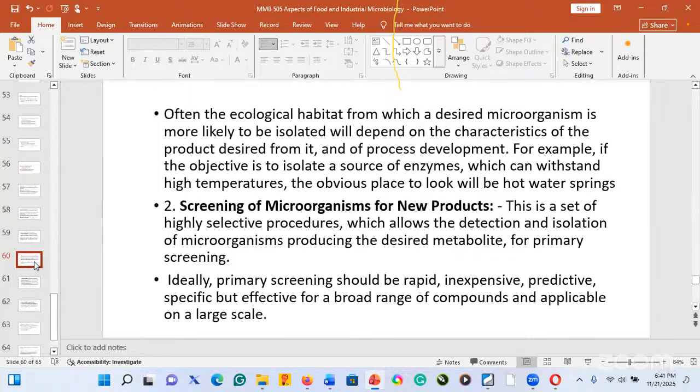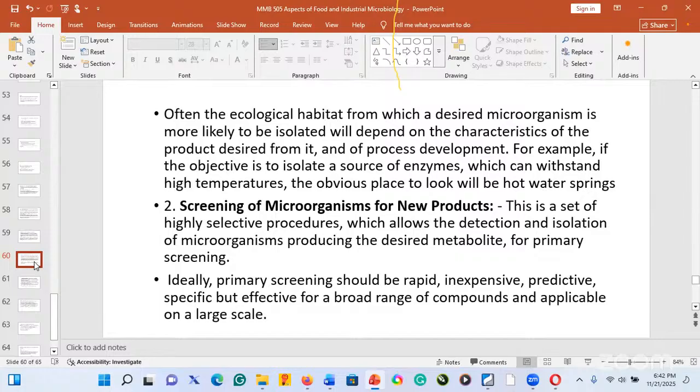Oftentimes, the ecological habitat from which a desired microorganism is more likely to be isolated will depend on the characteristics of the product derived from it. That is, the type of thing you want to get from that organism will determine the type of habitat you can get it from. For instance, if the objective is to isolate an enzyme that can resist high temperature, the obvious place to look is hot water springs.